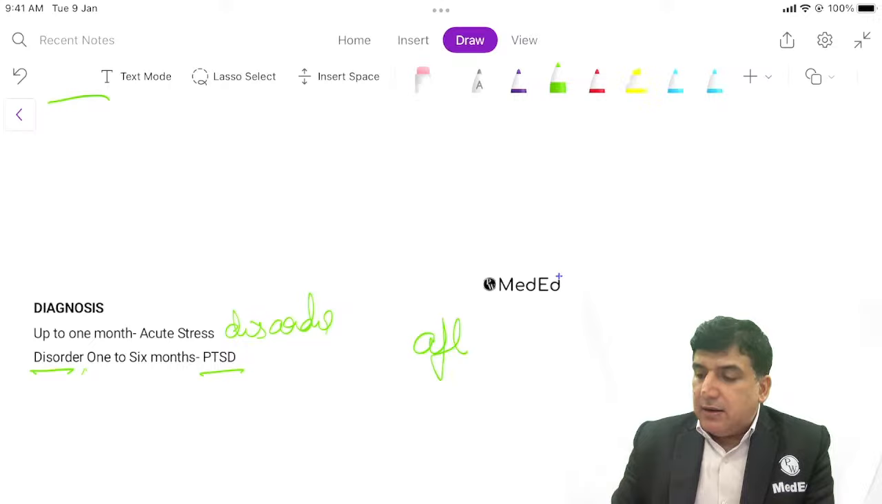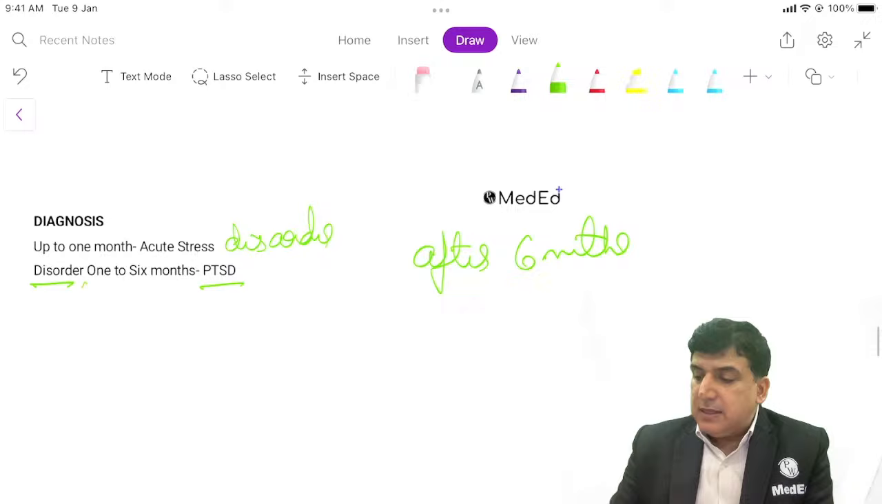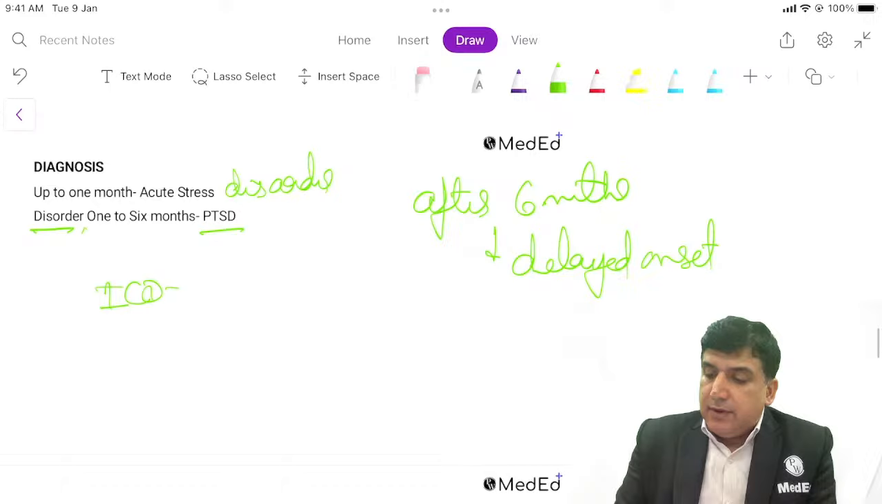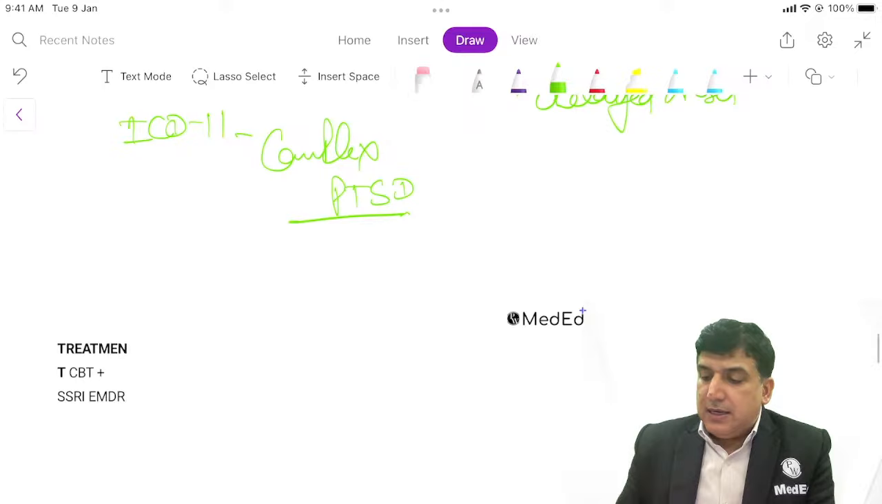When we make a diagnosis of PTSD after 6 months, we call it a PTSD of delayed onset. Nowadays, even in ICD-11, we have a new concept of PTSD, complex PTSD. Treatment, yes, the CBT plus SSRI. The CBT is the best therapy in PTSD.